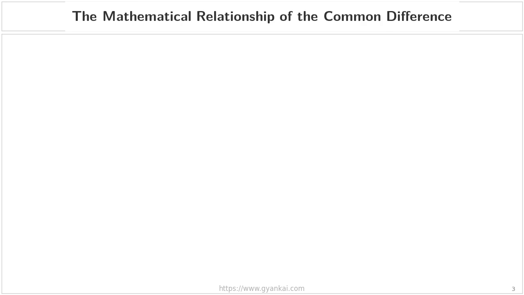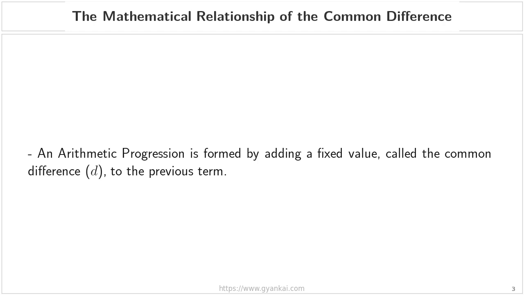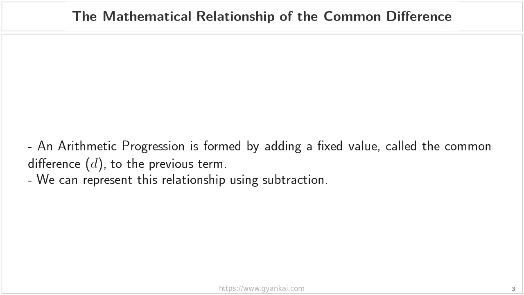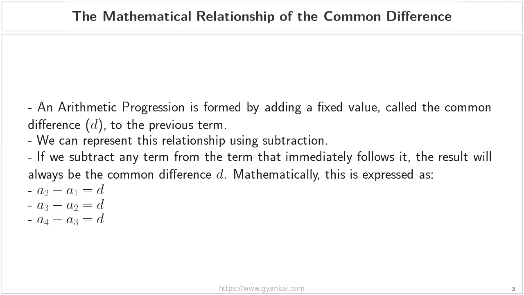The mathematical relationship of the common difference. Now that we understand how to label each number in our list using subscripts, let's look at the actual rule that makes a sequence an arithmetic progression. An arithmetic progression, or AP, is formed by adding a fixed value to the previous term. We call this fixed value the common difference, which we represent with the letter D. While we often think about this as adding a value to move forward, we can also represent this exact same relationship using subtraction. If you take any term in the sequence and subtract the term that immediately precedes it, the result will always be that same common difference.